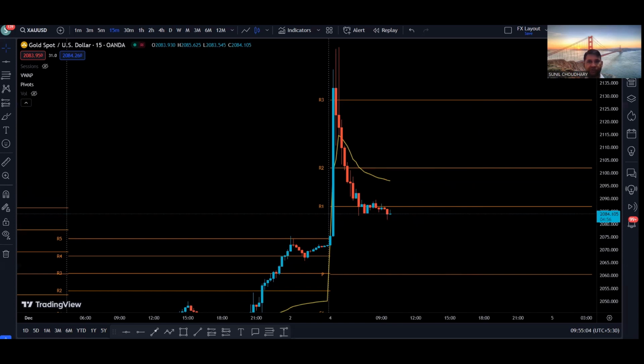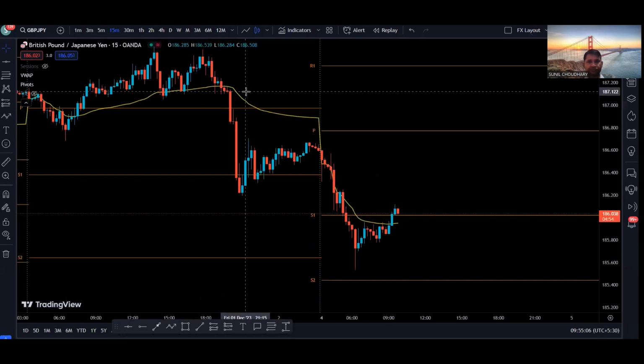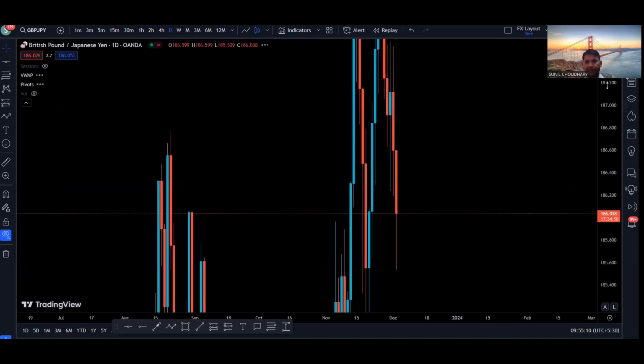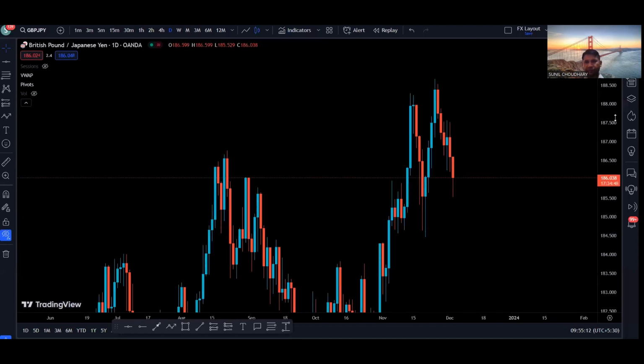Now let's go to our second pair, which is GJ. Again, we are going to start with the daily time frame. On the daily time frame, we can see that, as we anticipated, we created a support here by closing this bullish candle, then we have this bearish candle closure below the support, and then the next support is in these areas.